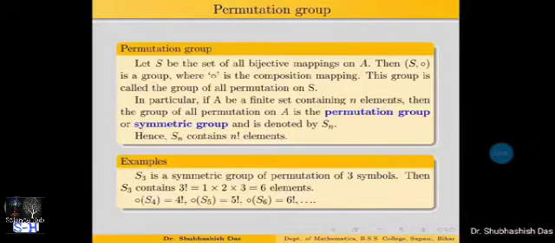S3 is the symmetric group of permutations of 3 symbols. S3 contains 3 factorial, that is 6 elements. S4 contains 4 factorial, that is 24 elements. S5 contains 5 factorial, that is 120 elements.